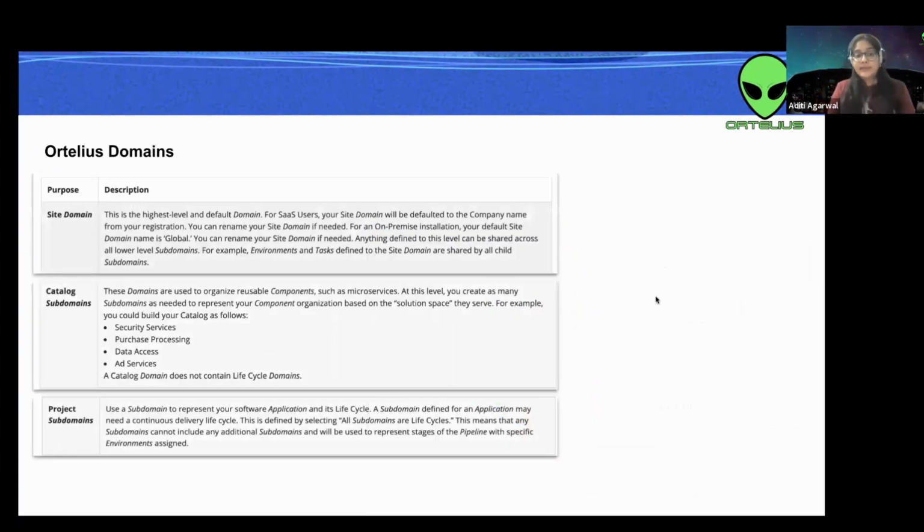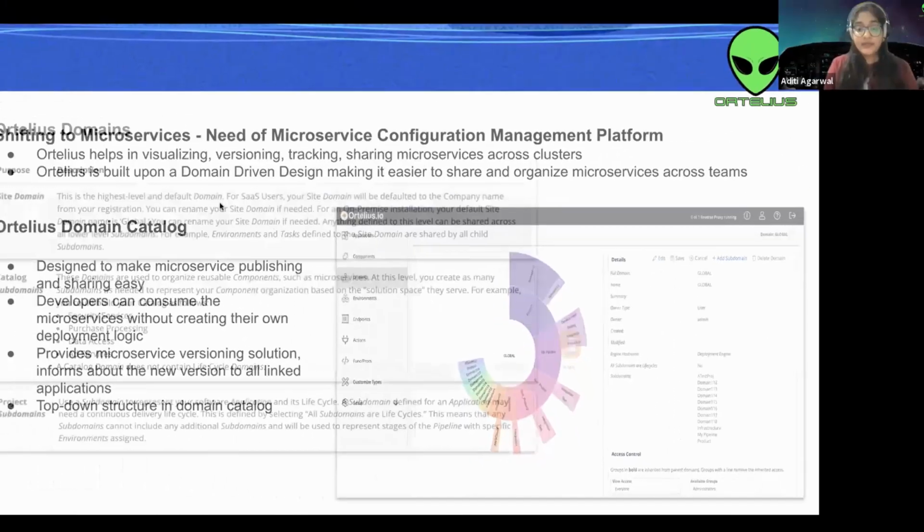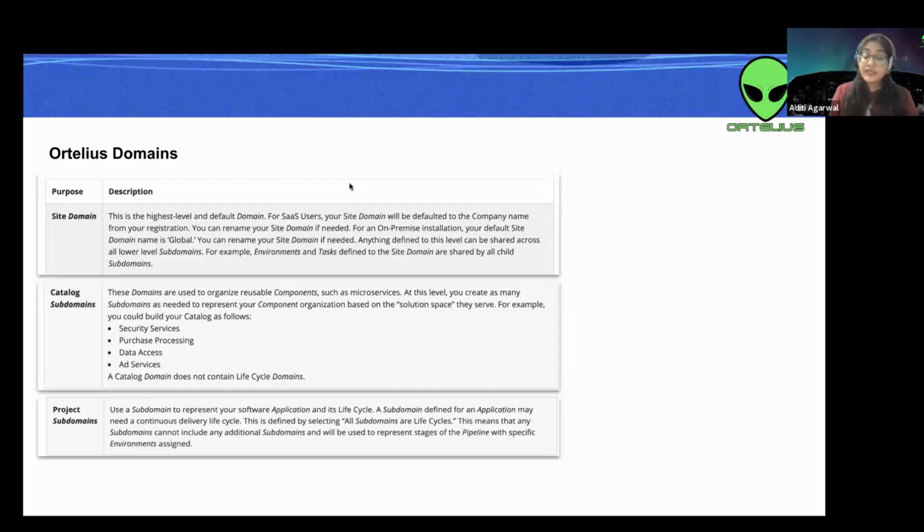There are various types of domains in Ortelius. The first one is the site domain. This is the highest level of domain. Here we can see the term global written. So this is the site domain, the highest level of domain and the default domain.